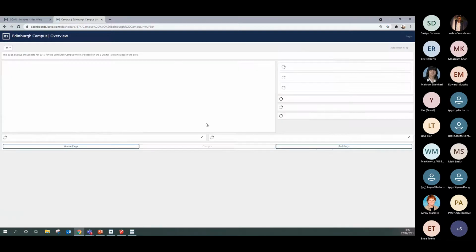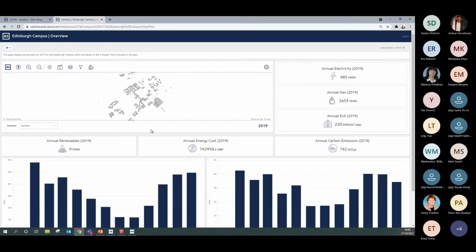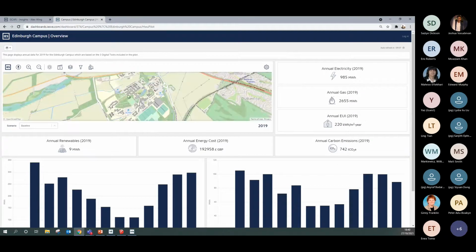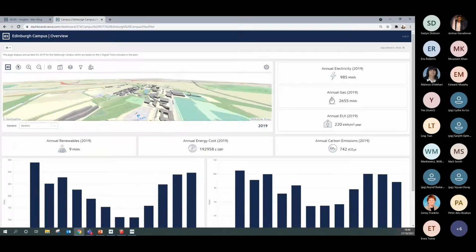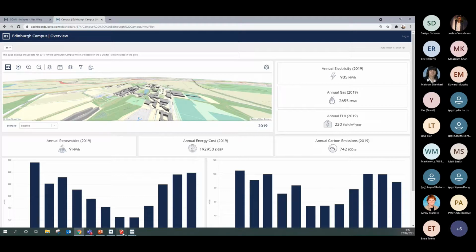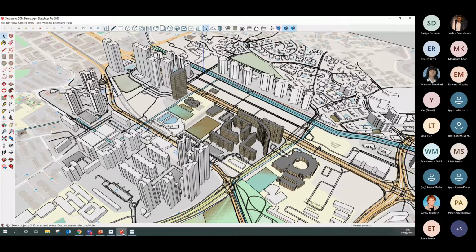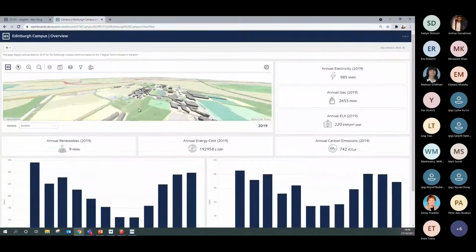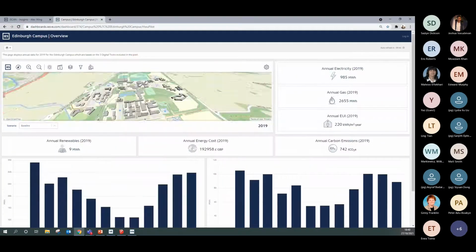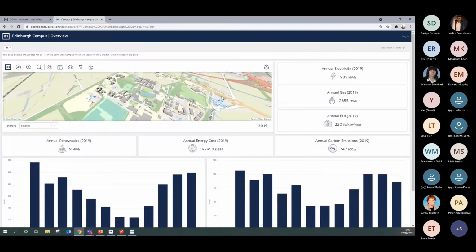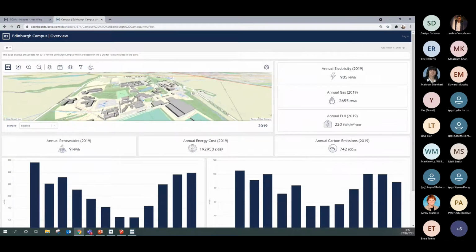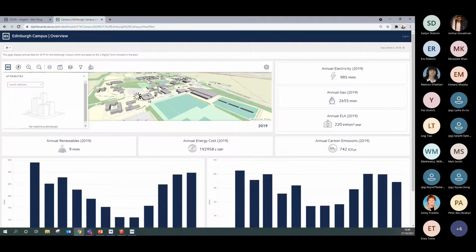If I go from portfolio level down to campus level, we can then have that digital twin of the campus. We take this model that we've created within this tool, and it's pushed up to the cloud. If someone has access to this web-based dashboard, they can now interact with that model. They can click on individual buildings, and we've got data there.